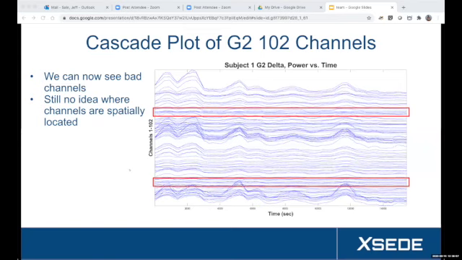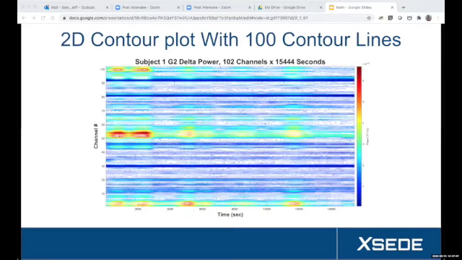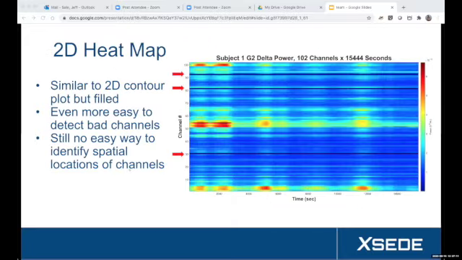But with so many channels, we still can't easily identify the spatial locations on the scalp to help gain insight into hemispheric specific activity. So another approach might be to use a two-dimensional contour plot or a two-dimensional heat map. One advantage of these methods is the use of color to represent values of power. So now we have a color legend, and we can also see the 3 bad channels identified here by red arrows. However, there's once again still no way of easily identifying spatial locations of the channels.